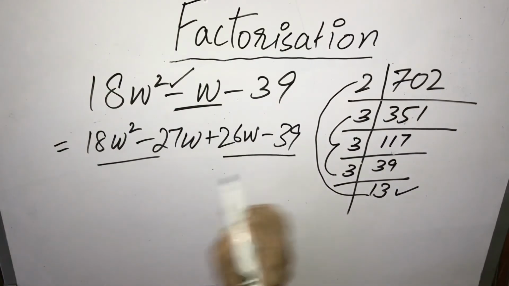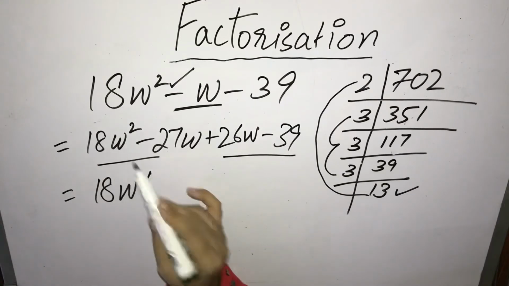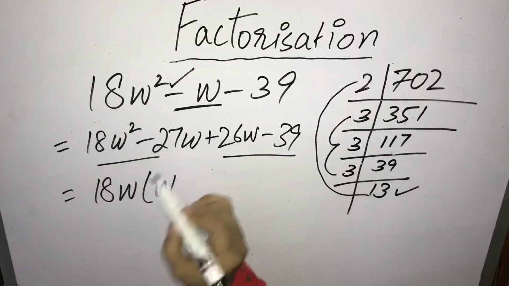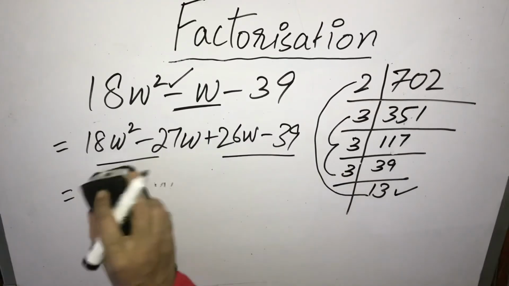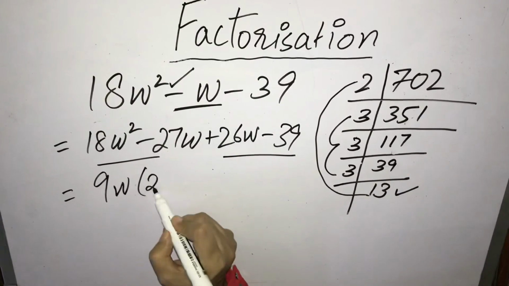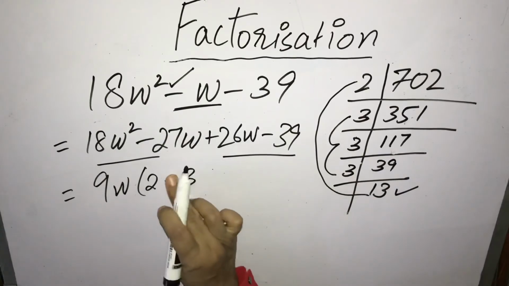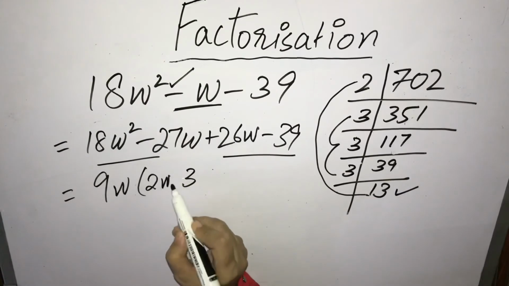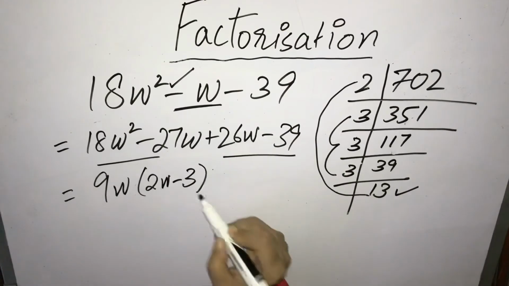Making the pairs, 18 common along with w, 18w, 1w inside, 18, no, we cannot take 18 outside, we can hardly take 9 outside. 9w, 9 2s are 18, 9 3s are 27. 9 2s are 18 along with w. 9 3s are 27. It's single w, so w is outside.